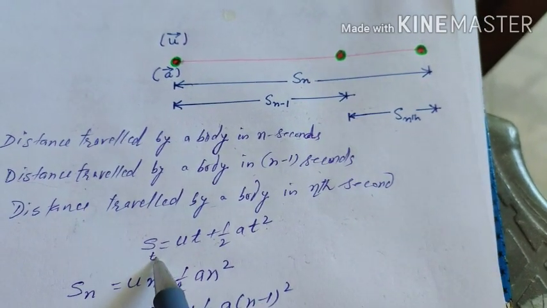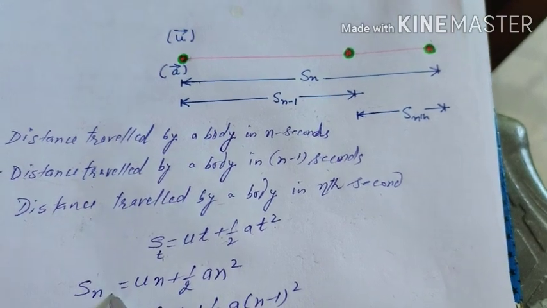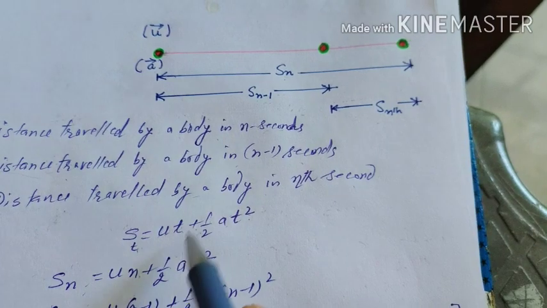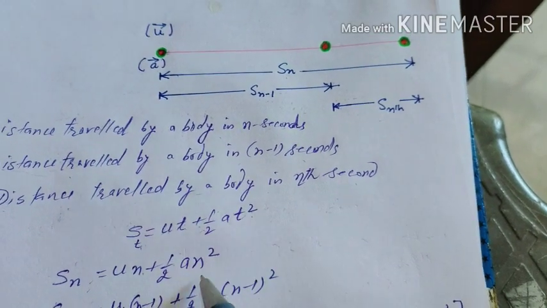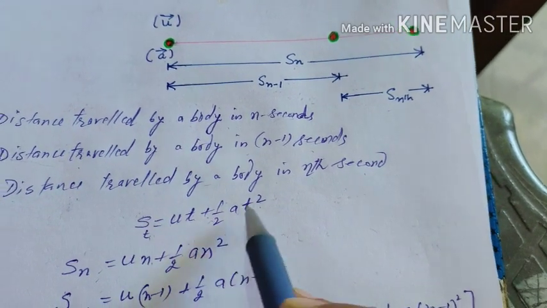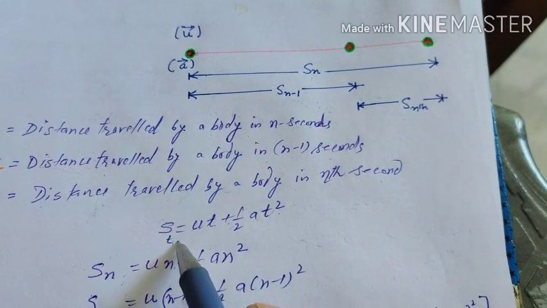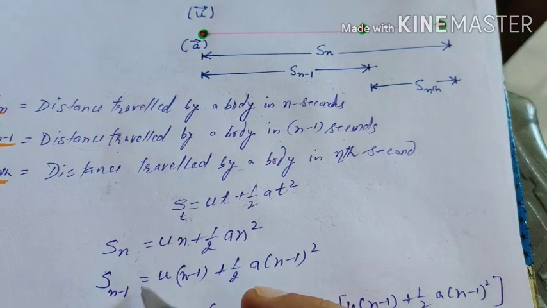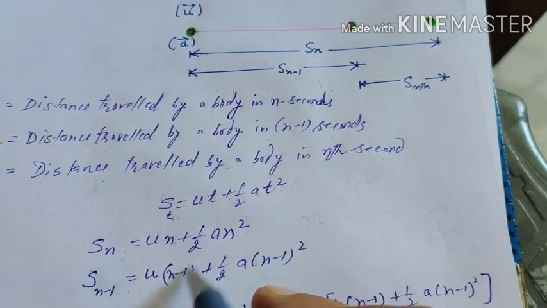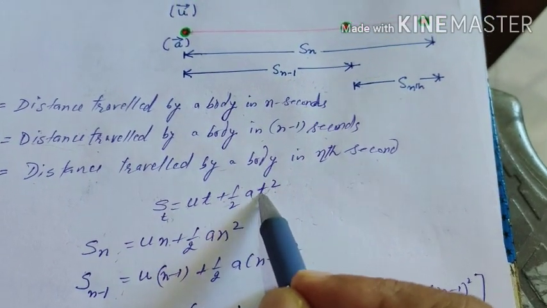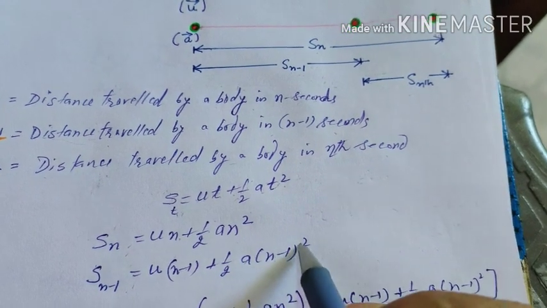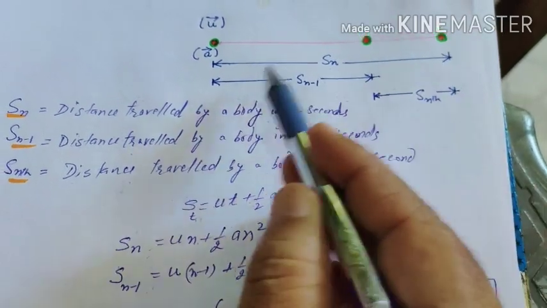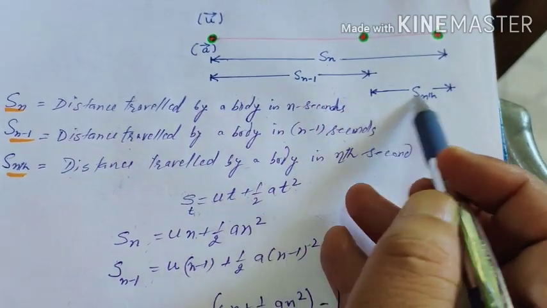Now in place of t, I will write n, then Sn is un plus half a, in place of t, n is there, so half a n square. Now again in place of t, I will use n minus 1, then Sn minus 1 is u times n minus 1 plus half a, in place of t, it is again n minus 1 square. Now you can see this is Sn, this is Sn minus 1, this is Snth.